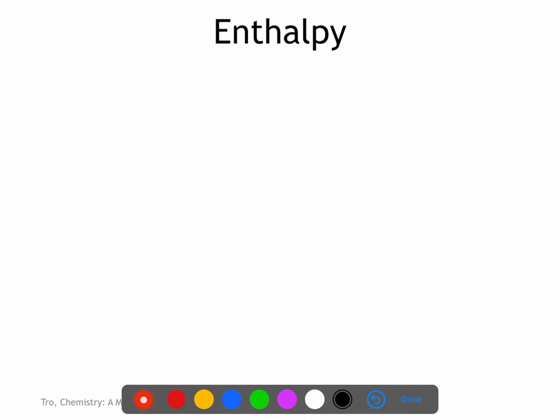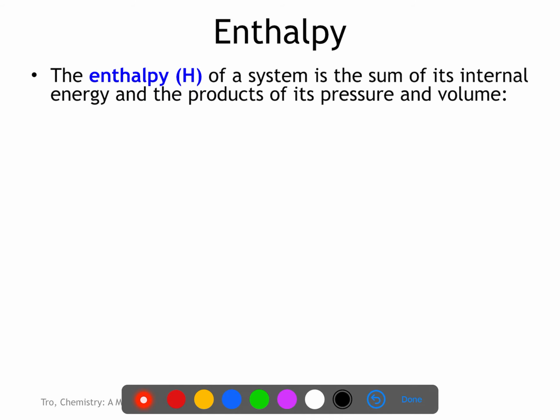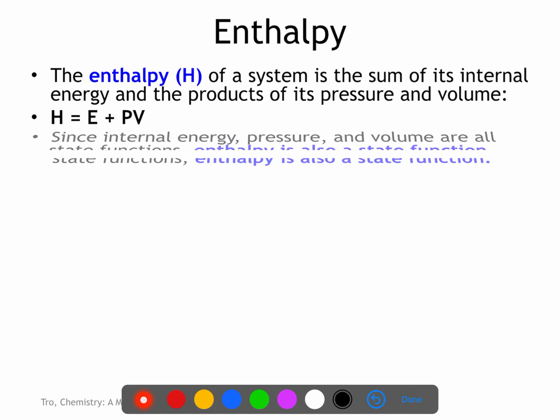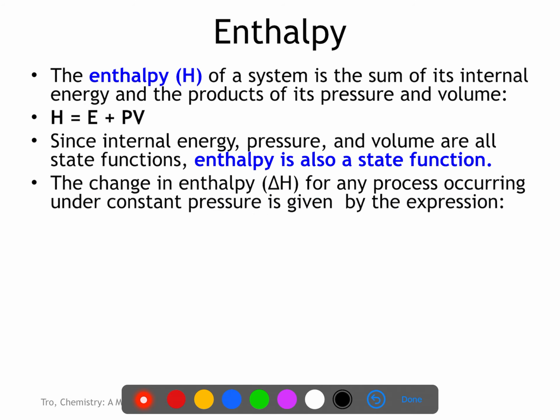So enthalpy of a system is the sum of its internal energy and the product of its pressure and its volume. Now this can go a little bit deeper. Since we know that internal energy is a state function, we care about its final and initial conditions as well as pressure and volume. Enthalpy is also a state function, so we're interested in the change. Not just H, we're always interested in delta H because it's a state function.